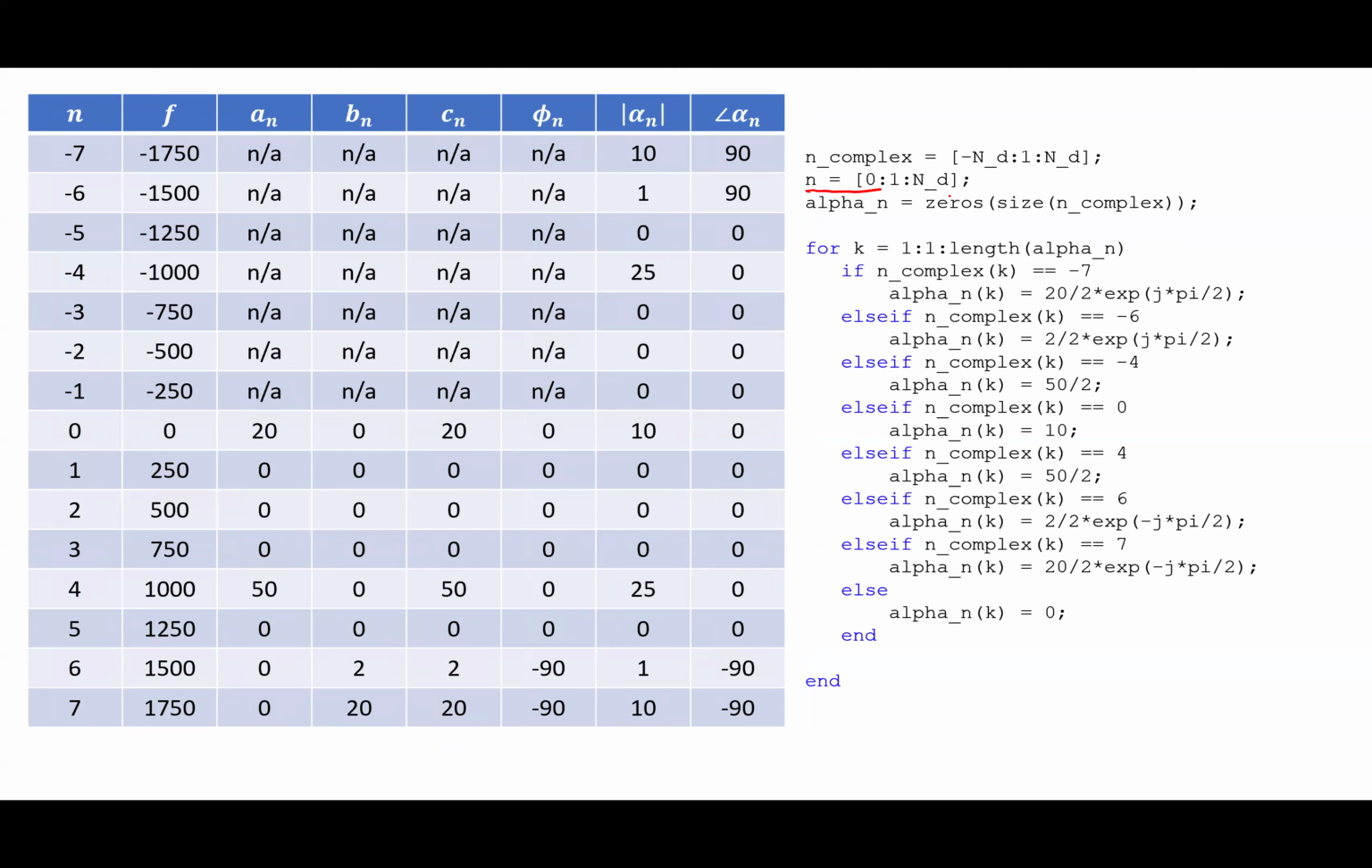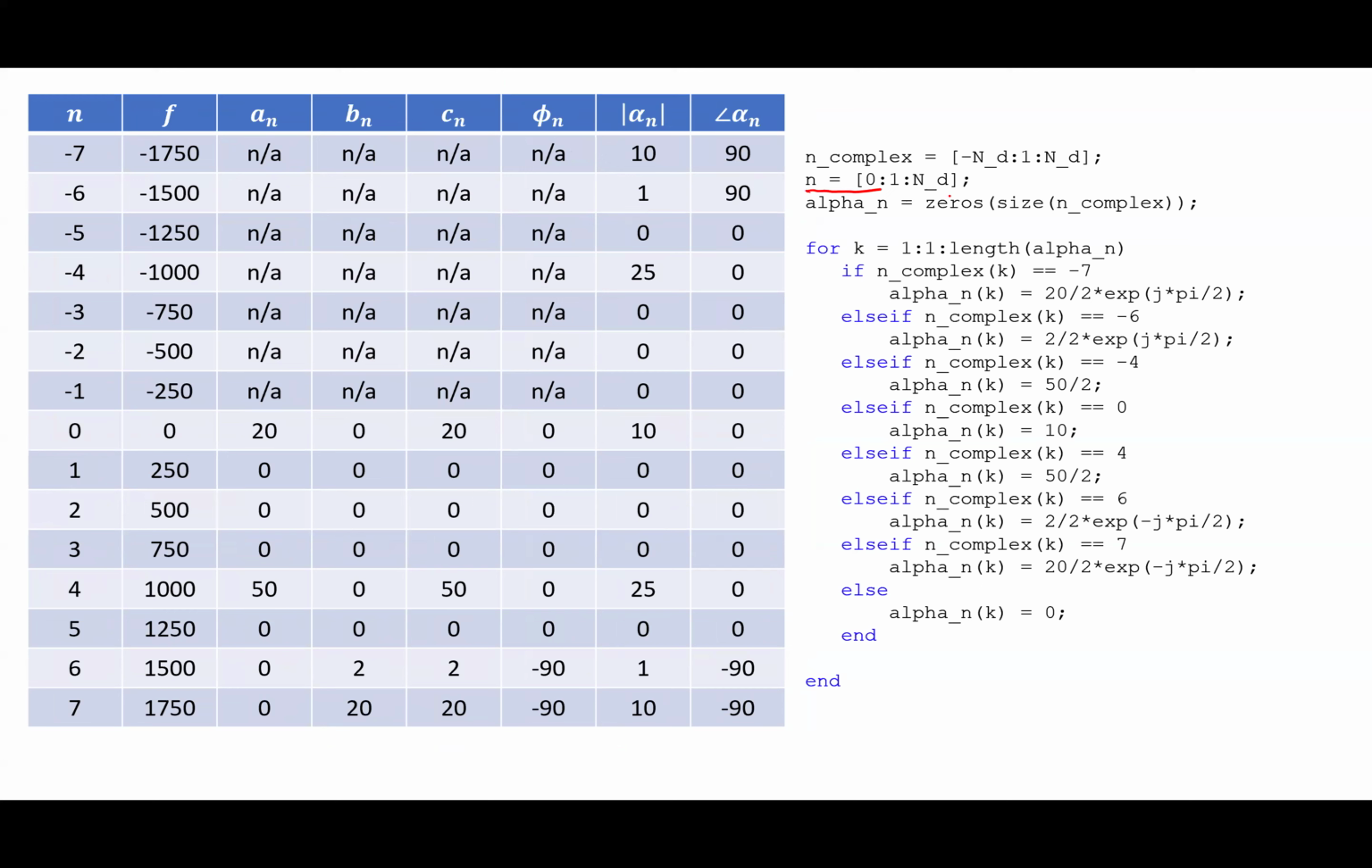What's going to be in the n complex vector? Yep. It's going to be a row vector full of zeros, right? It's going to have 15 entries, the same size as n complex. So then I basically loop through all of the entries in that vector. Okay. Now, what did I do here?